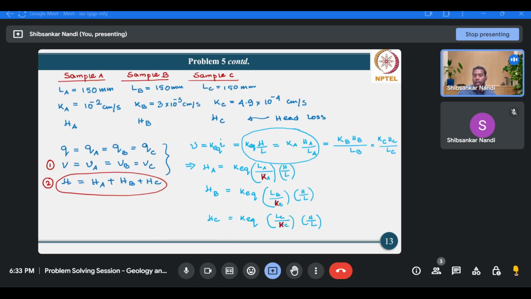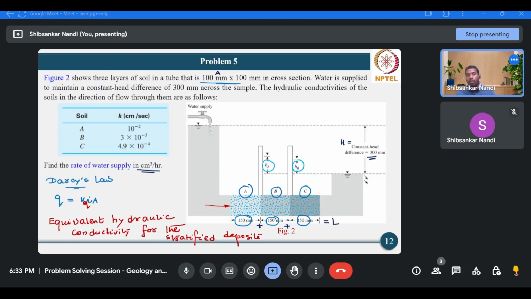Now coming to the second condition, the constant head difference 300 millimeter. So this is a summation of head loss, individual head loss occurred for these three samples A, B, and C.